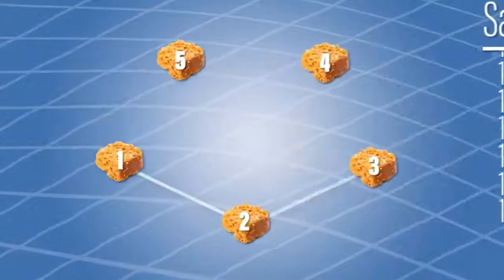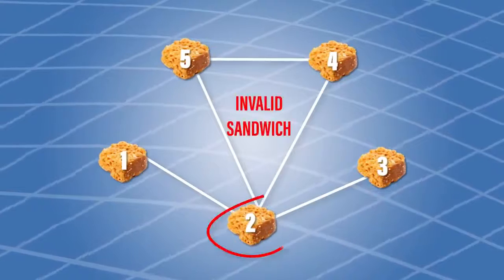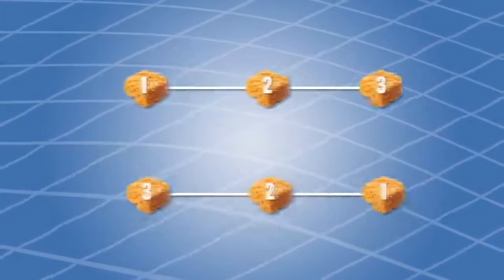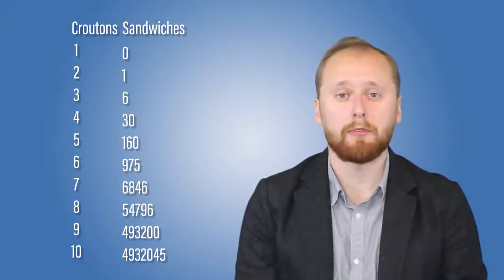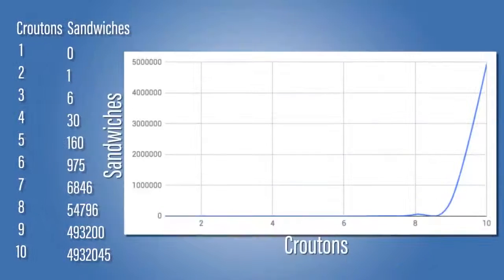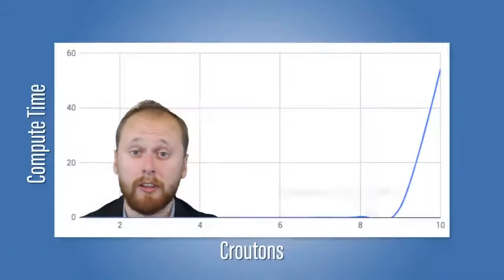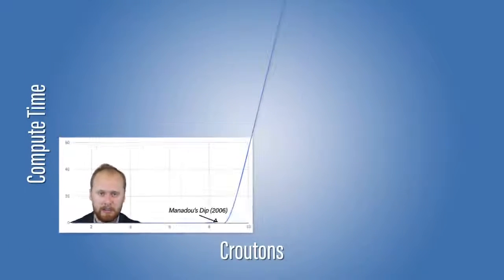We ensure that the path is acyclic, meaning sandwiches don't reuse croutons. And at the end, we deduplicate sandwiches that are just the same sandwich but in reverse, because counting them would be dishonorable. I ran the sandwich simulation algorithm for crouton numbers 1 through 10, getting the following results. I didn't run it for any higher number of croutons because running it for 18 croutons would have taken 226 years, far beyond your attention span.